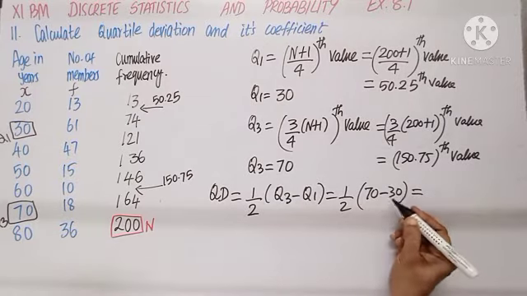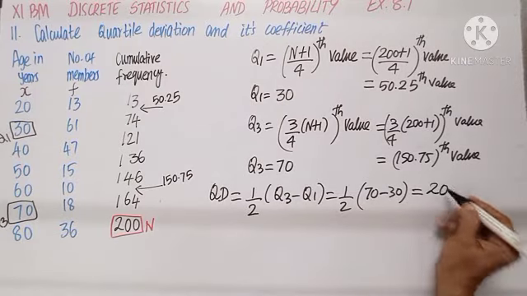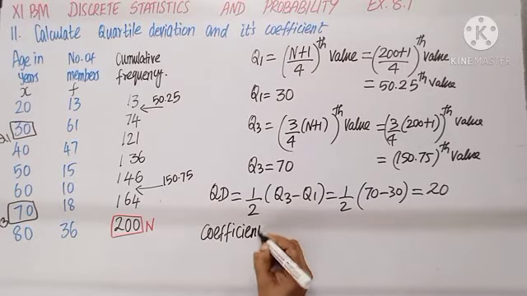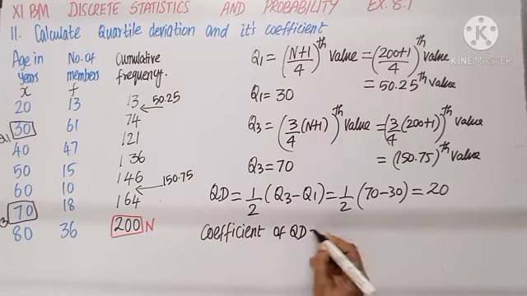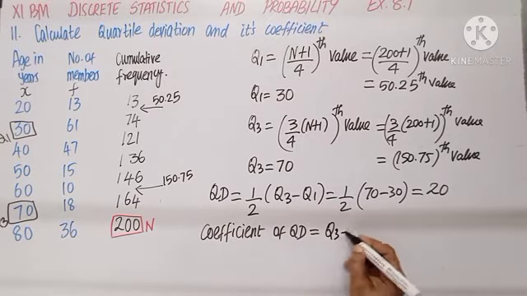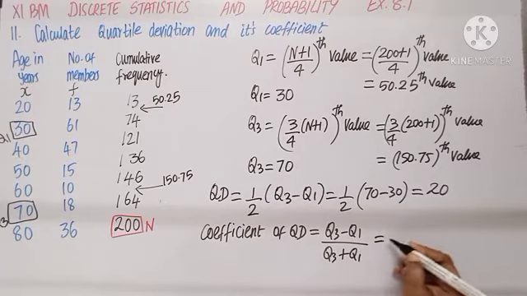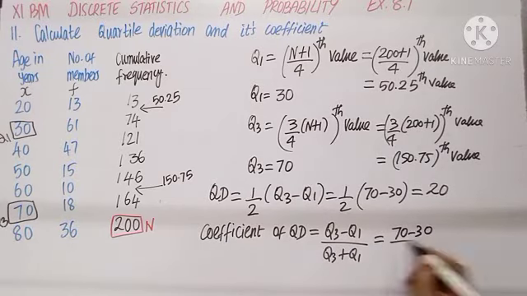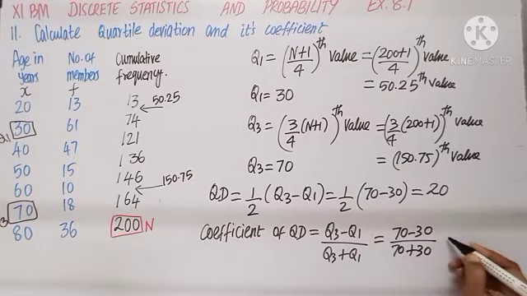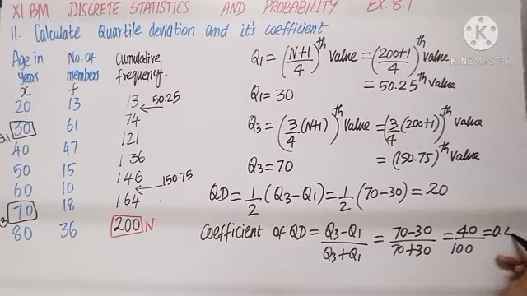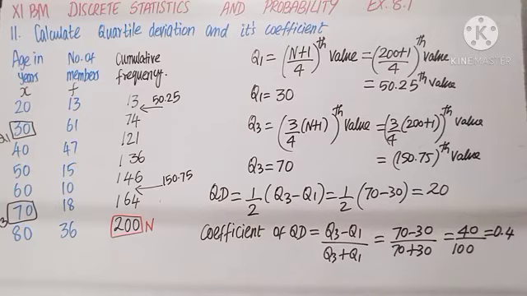It is 40 by 2, so I get 20. Now we need to calculate the coefficient of quartile deviation. The formula is (Q3 minus Q1) by (Q3 plus Q1). It is (70 minus 30) by (70 plus 30), or I can say 40 by 100, or the value is 0.4, and hence the problem is done.